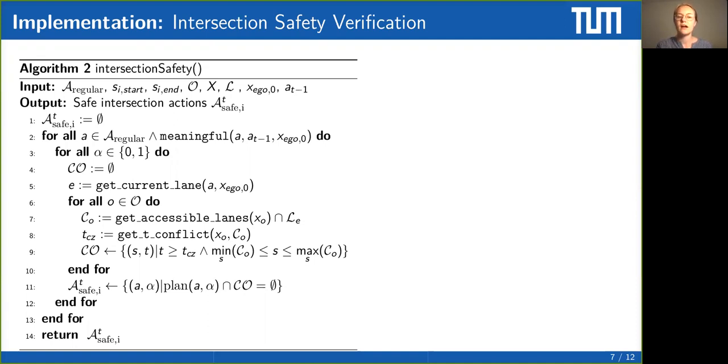And in case there are such parts, then we check what's the first possible time when the other vehicle can reach this, and then we basically block this part for the ego vehicle from then on. And then what we check in the end is that our plan is not intersecting with these collision objects, which reflect how the other vehicles could block or use the intersection before the ego vehicle.